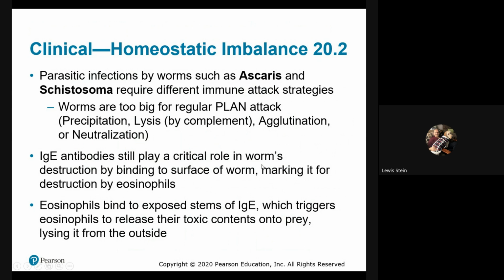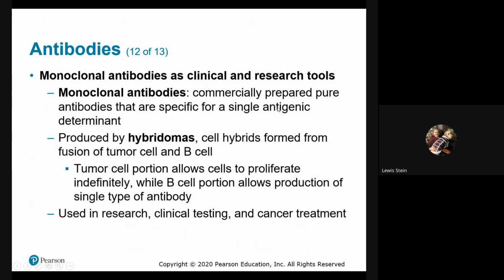That's probably the parasitic infection they're referring to. I don't need to worry about plan or anything like this. You heard me talk about it a little bit before: tumor cells and B cells. This is how they generated the monoclonal antibodies.